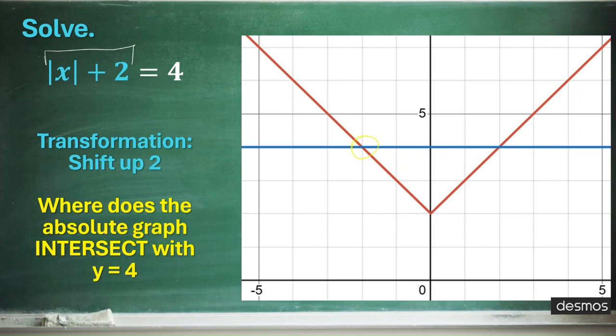So we're going to see that we have 2 intersection points. I just circled those. So let's go ahead and solve for this, and I'll show you how you find both answers.